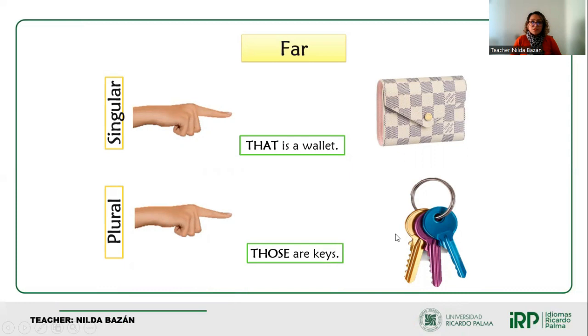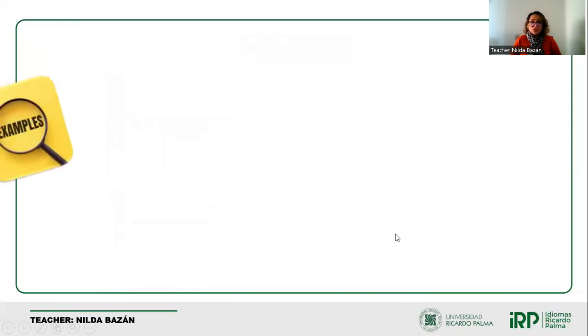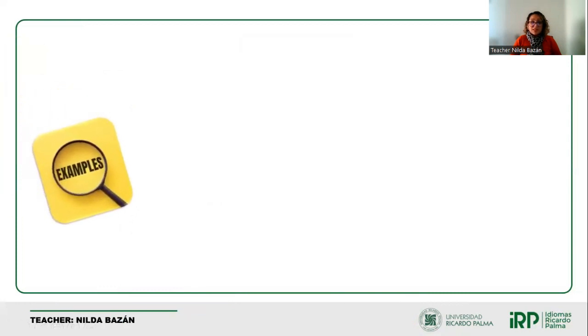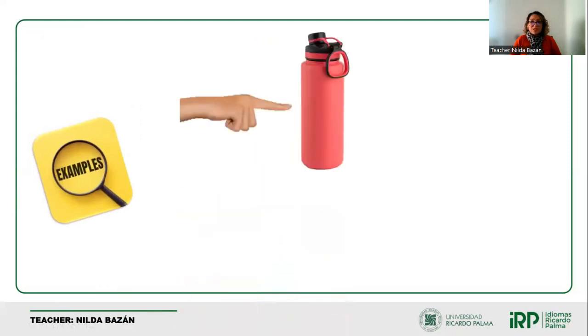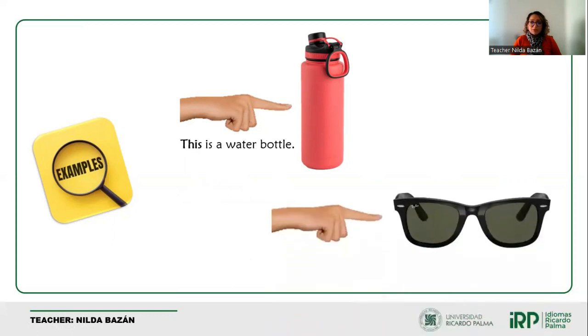All right. So I'm going to show you some examples, but I want you to help. Look, a water bottle, right? It's one object and it's near. Do you remember what is the word that we use when we have one object near? Great. We use this. This is a water bottle. Let's see one more example.